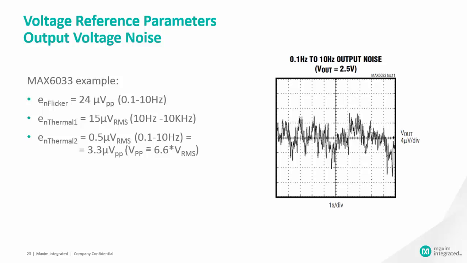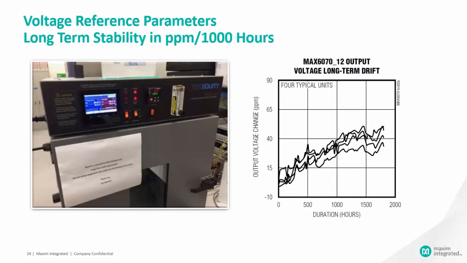It's important to note that noise affects the initial accuracy. This source of error cannot be calibrated since noise is random. Another important parameter is long-term stability. Long-term stability requires a long test time to measure, 1,000 hours or close to 2 months.